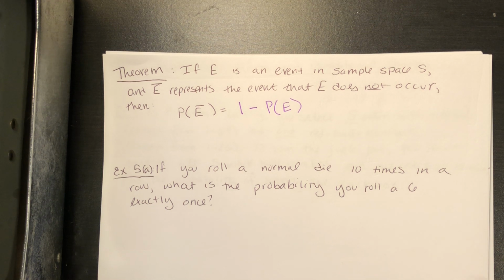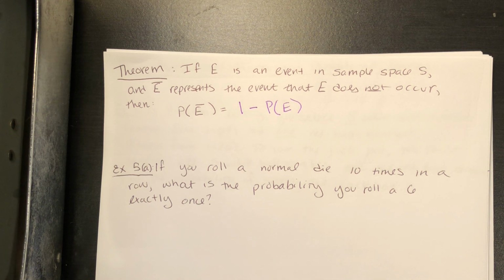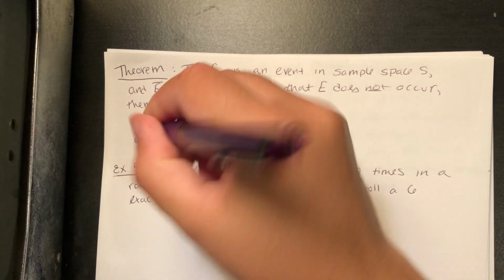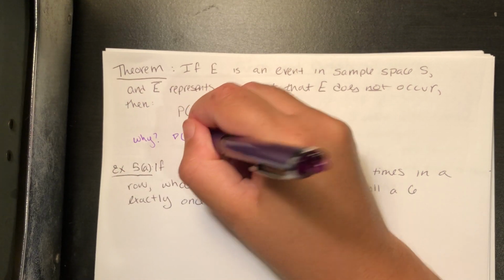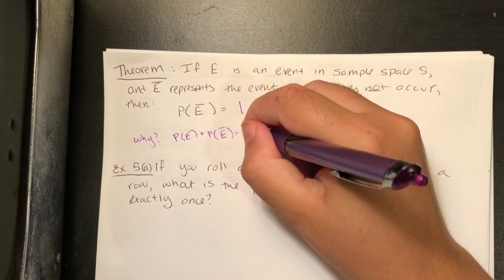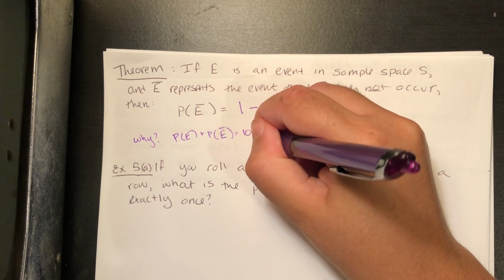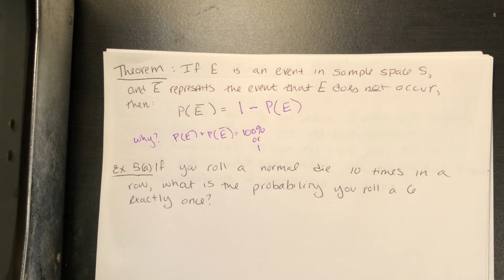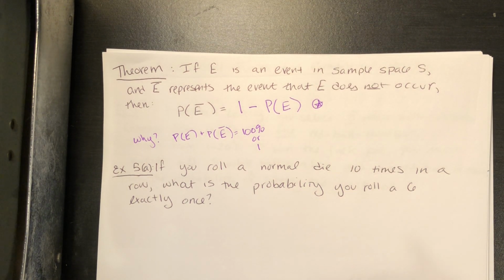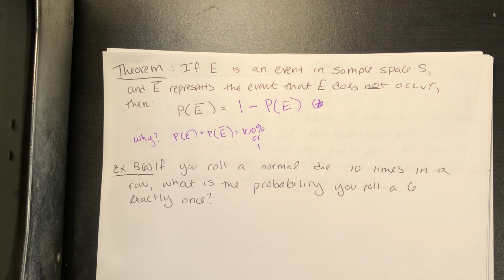Well, within this universe, either E occurs or it does not occur, right? One of those two things has to be true. So we have that the probability that E occurs plus the probability that E does not occur has to be equal to 100%, or written as a decimal, just the whole number 1. Rewriting that gives us this rule here. And you'll find that it's often easier to compute a probability by finding the probability of the complement and then subtracting from 1. So we'll do just one more example here.